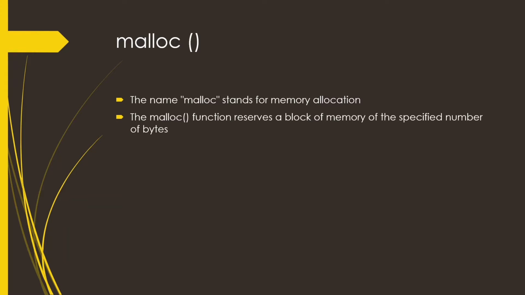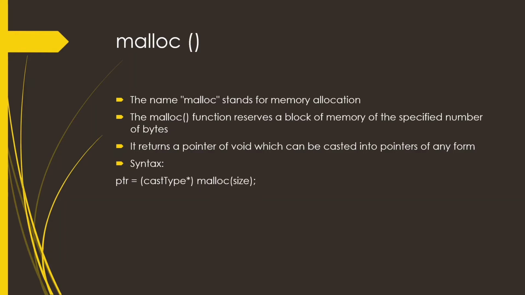So first is malloc, which stands for memory allocation. The malloc function reserves a block of memory of the specified number of bytes. It returns a pointer of type void, which can be cast into pointers of any form. Now the syntax is ptr followed by the cast type of the pointer, then followed by malloc and size.